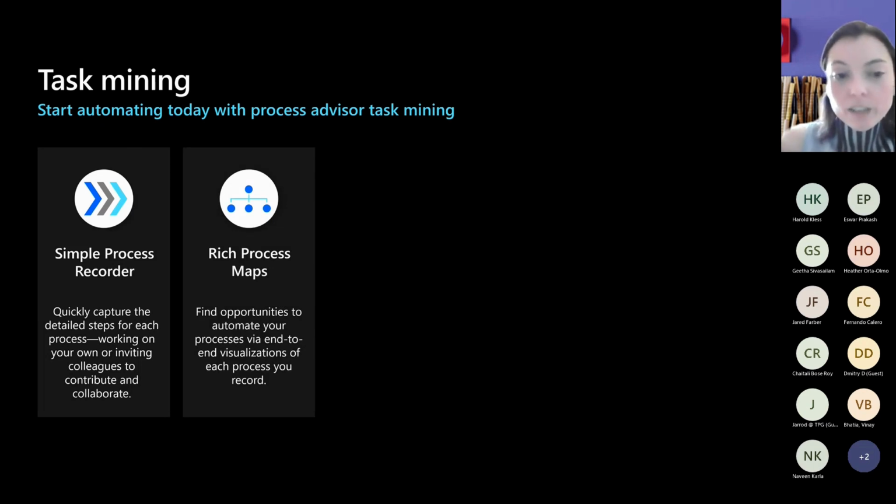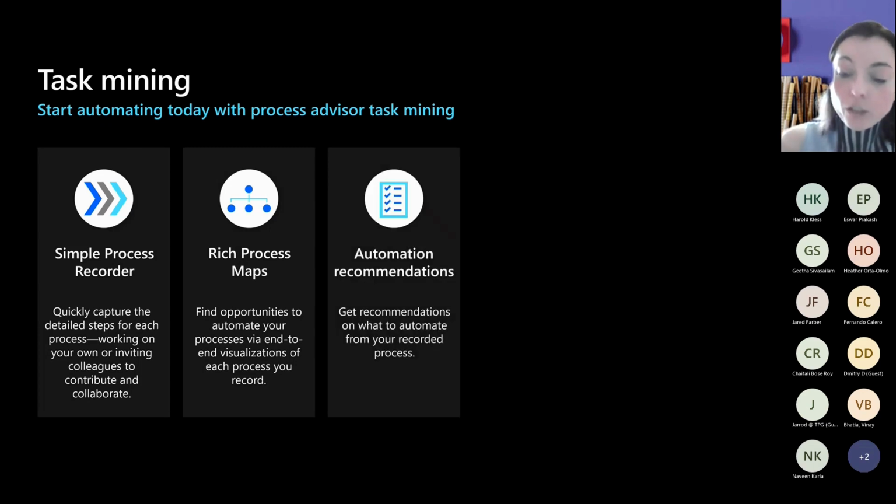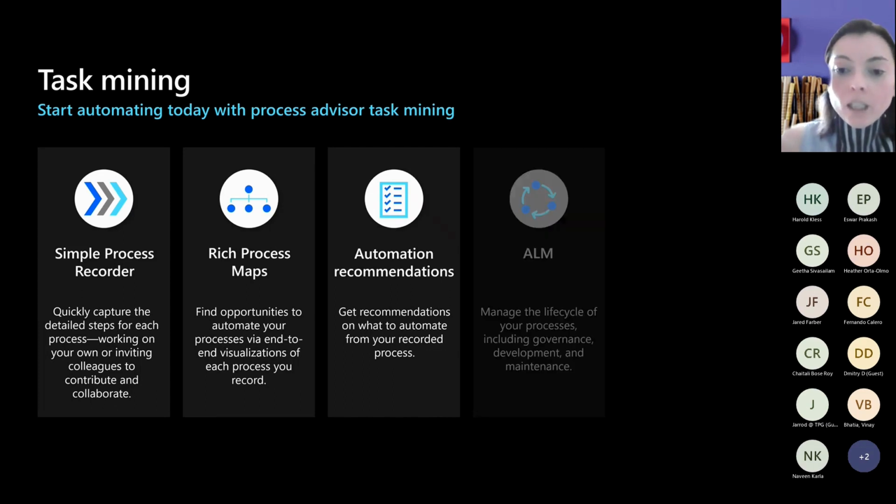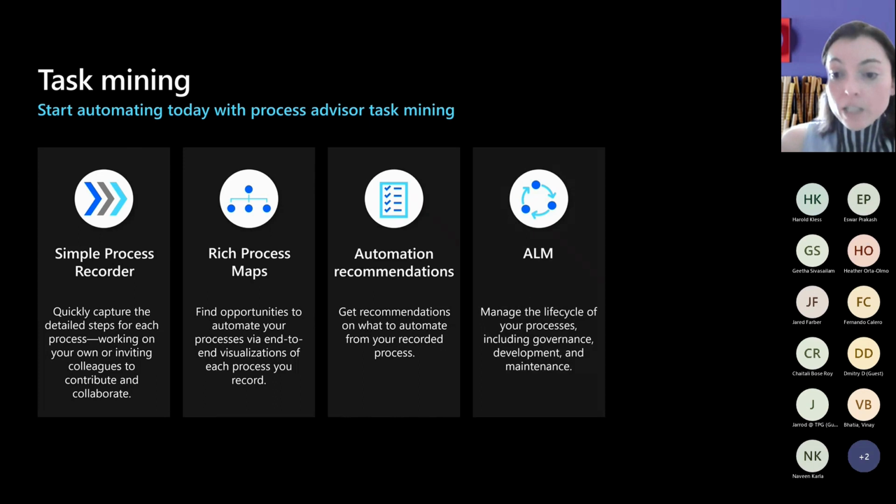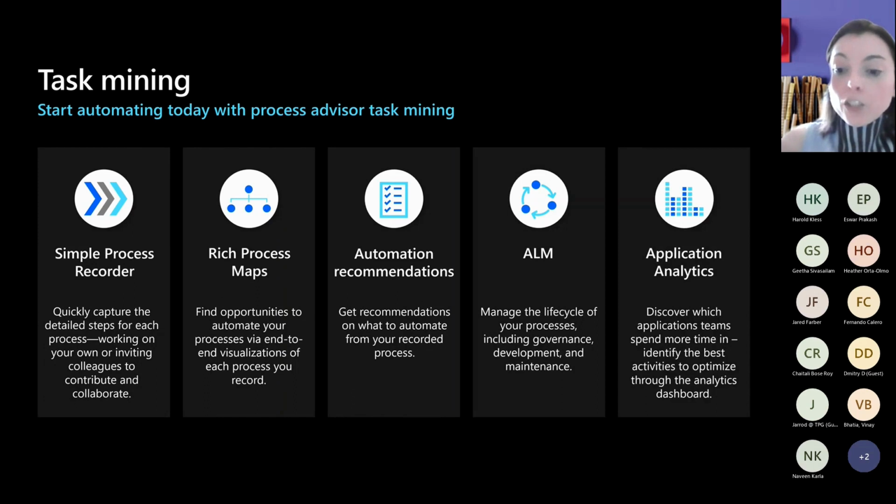You'll see a picture of it later. We can go into details later. With it, you can find opportunities to automate by seeing end-to-end visualization. And automation recommendations, we have certain places where we indicate on the map which are the good automation opportunities, using the data that was recorded. ALM, so application lifecycle management. You can manage the life cycle of your processes, including governance, development, maintenance. We have application analytics. Application analytics show you which applications teams spend the most time in and highlight the best activities to optimize.